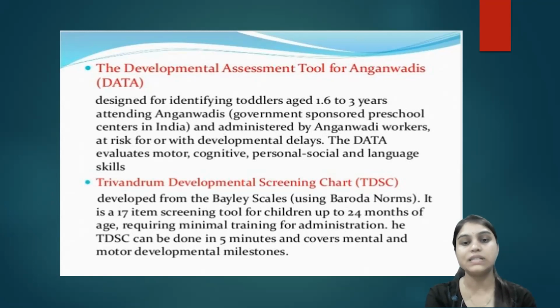Trivandrum Developmental Screening Chart, TDSC, developed from Bayley's scale using Baroda norms. It is a 17-item screening tool for children up to 24 months of age requiring minimal training for administration. The TDSC can be done in 5 minutes and covers mental and motor developmental milestones.